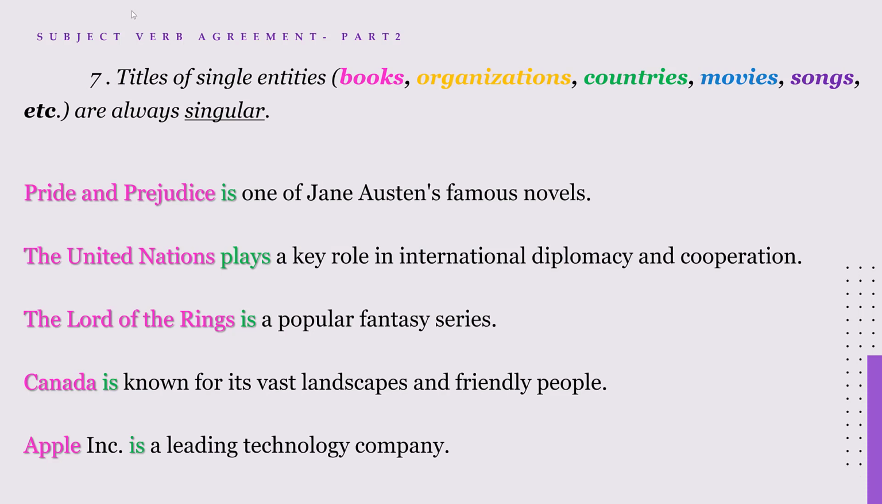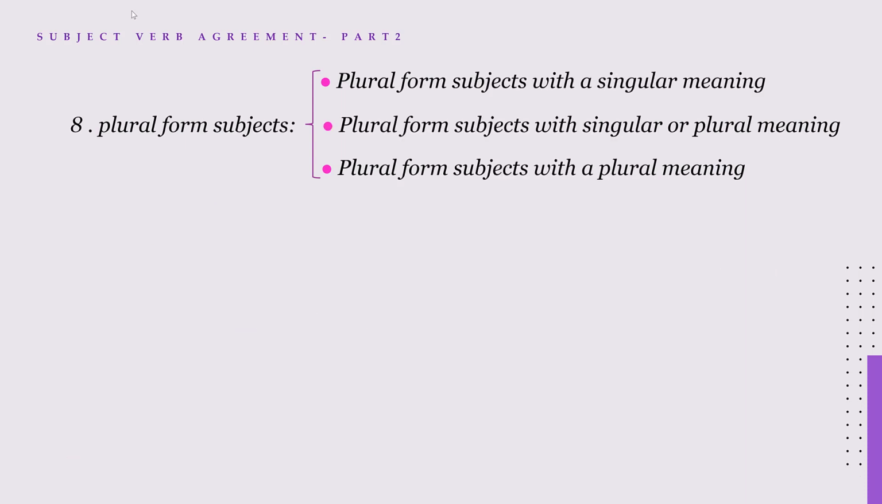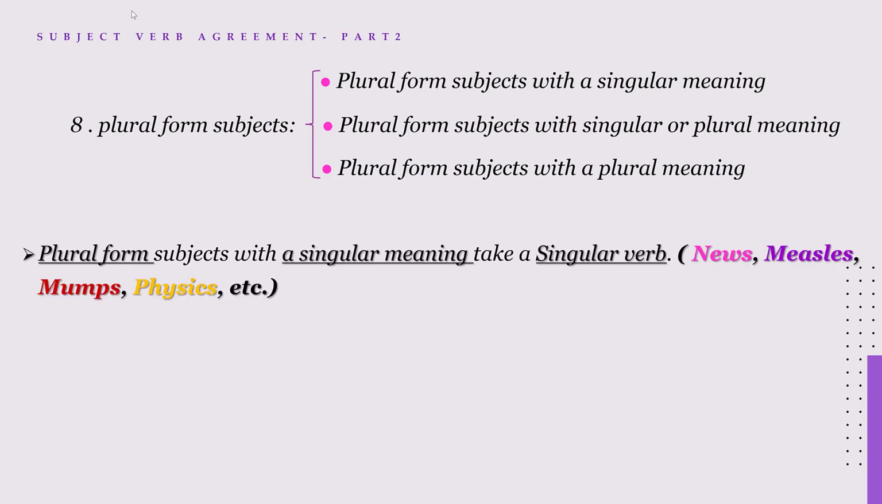In general, titles of single entities are treated as singular when it comes to subject-verb agreement. It's good to know that we have 3 types of plural form subjects: plural form subjects with a singular meaning, with a singular or plural meaning, and with a plural meaning. Plural form subjects that have a singular meaning or represent a singular concept often take a singular verb.